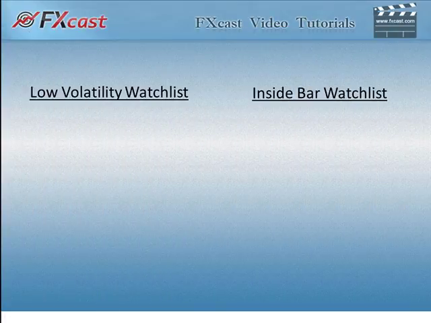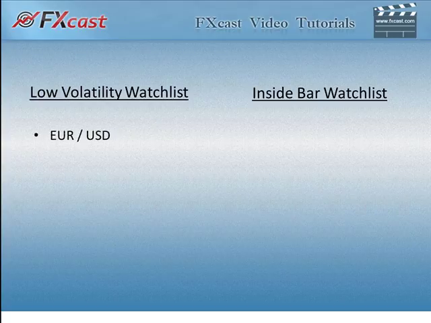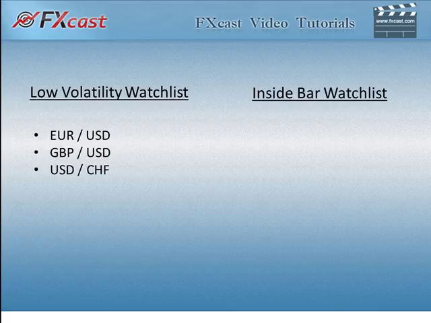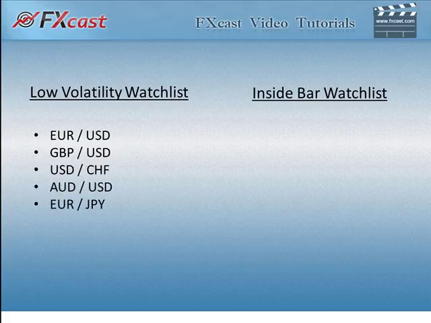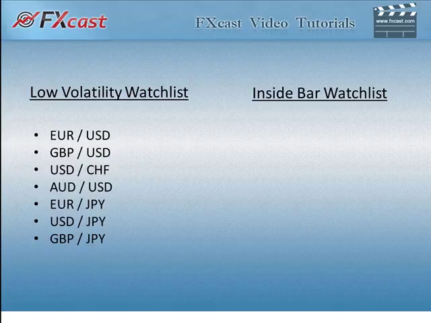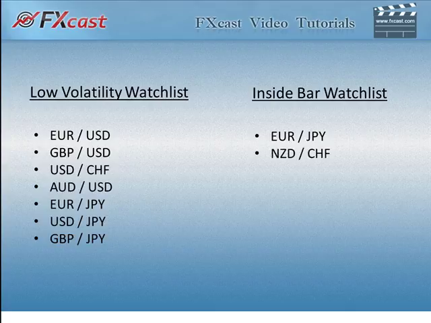So as you saw, we do have a big list for our volatility watch list because of the low volume, the low trading we had on Friday due to the Easter holiday. We've got the euro dollar, we've got the pound dollar, the dollar franc, the Aussie dollar, the euro yen, the dollar yen, and the pound yen. And for our inside bar watch list, where we want to watch the highs and the lows to see if we can break in one direction or the other, we have the euro yen, and we have the New Zealand franc.